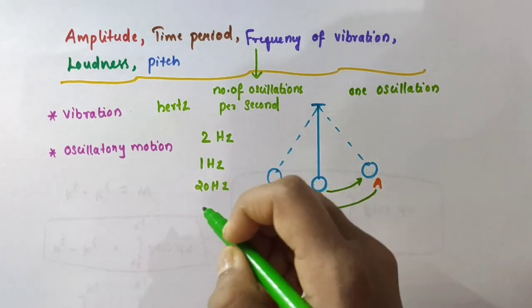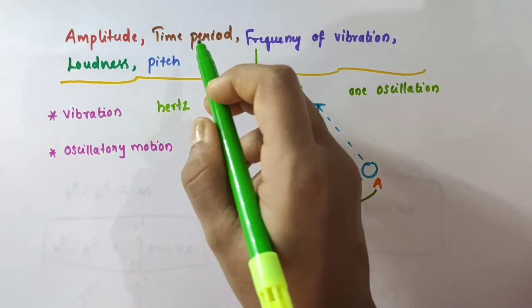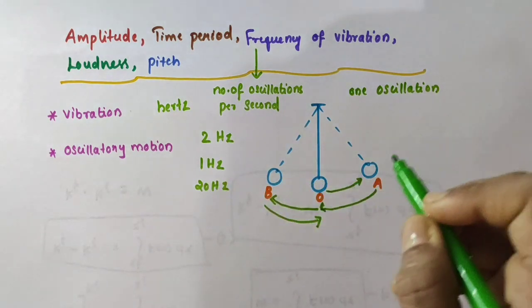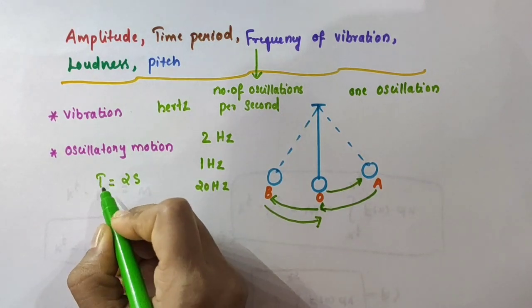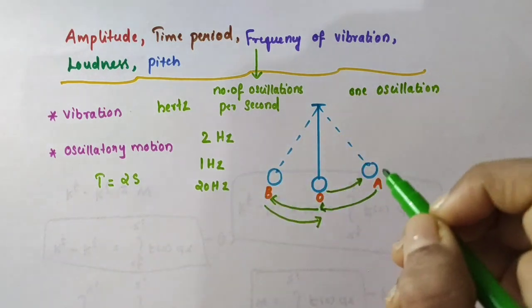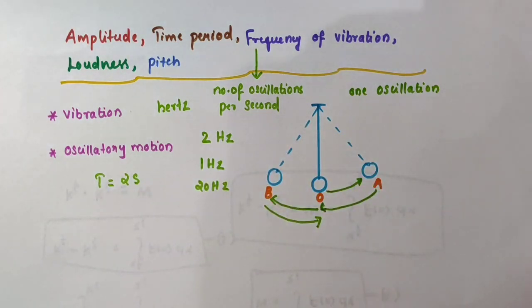Now, what is time period? Time period is the time taken to complete one oscillation. If the time taken to complete one oscillation is 2 seconds, then time period T is equal to 2 seconds. If the time taken to complete one oscillation is 3 seconds, then time period T is equal to 3 seconds.